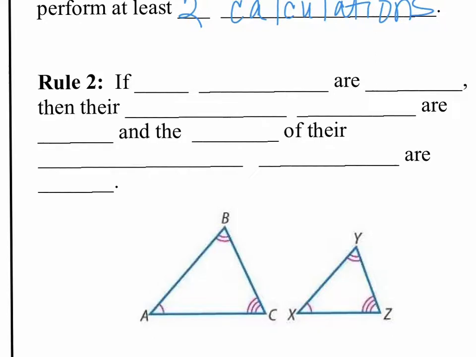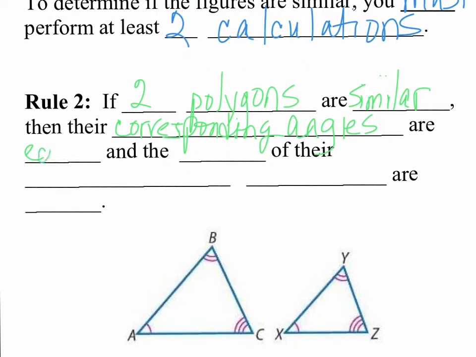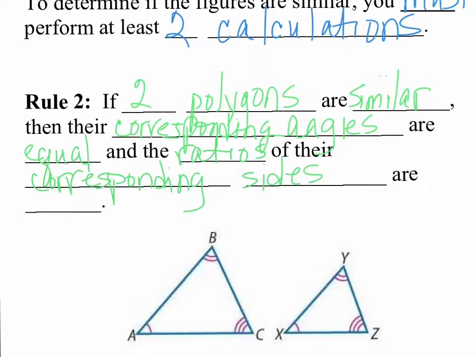Rule 2. If two polygons, and a polygon is a shape with 3 or more sides that is closed, if two polygons are similar, then their corresponding angles are equal, and the ratios of their corresponding sides are equal.